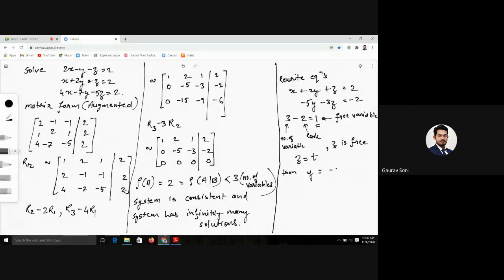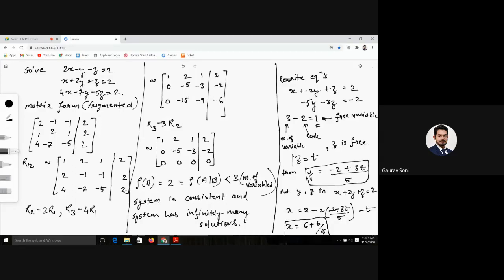y will turn out to be minus 2 plus 3t divided by 5. Then put this y and z in the first equation, x plus 2y plus z is equal to 2. So x will be equal to 2 minus 2 times minus 2 plus 3t divided by 5, minus t. By solving this, what we get is x is equal to, you can do the calculation, 6 plus t by 5. This is your x, this is your y, this is your z.